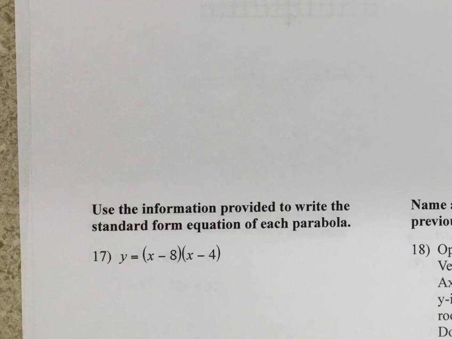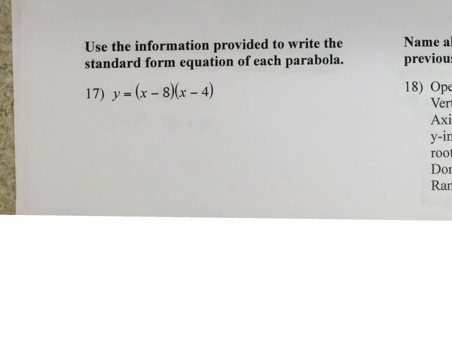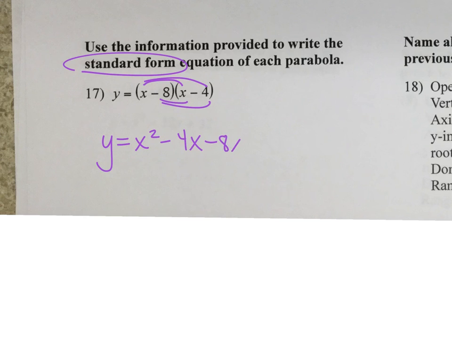All right, and our last problem is going to be 17 here. Again, they're telling me to write the standard form, and this is easy again because there's no number in the front, so we're going to distribute first. y equals x squared minus 4x minus 8x plus 32. If there was a number in the front, that's when you would bring it down to distribute to everything. But since there's not, we're ready to combine like terms. So my final answer here is going to be y equals x squared minus 12x plus 32.